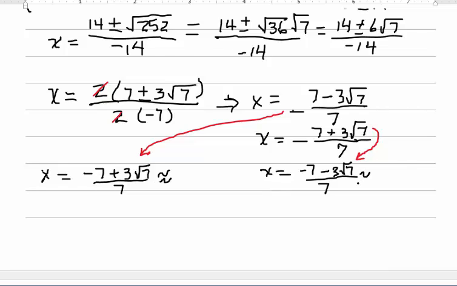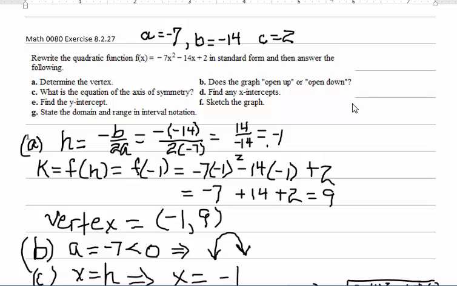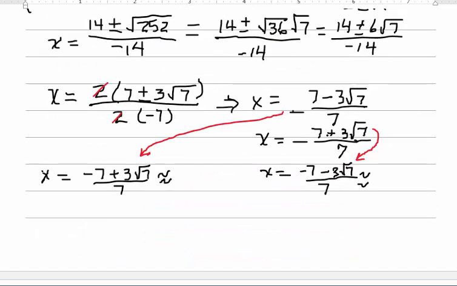Alright, and let's use the calculator to approximate these values. And I only need to round these to the nearest tenth, just to get an idea of where to put them on the graph. So this result is negative 2.1, and this is approximately 0.1. So those are my x-intercepts.